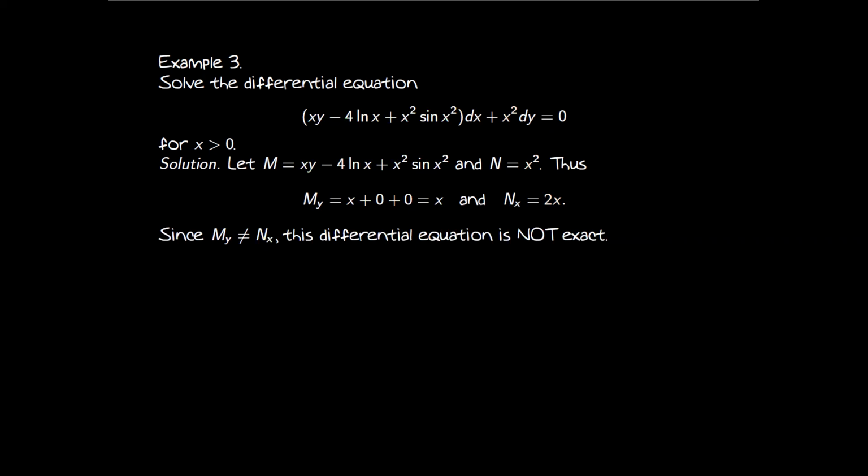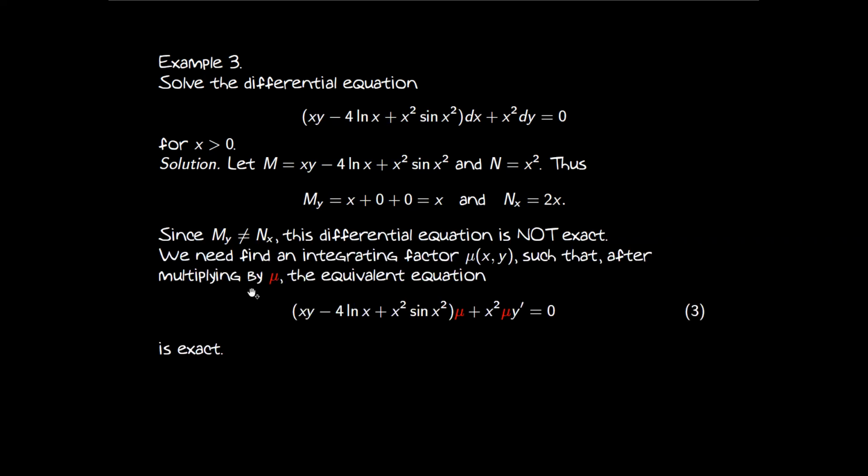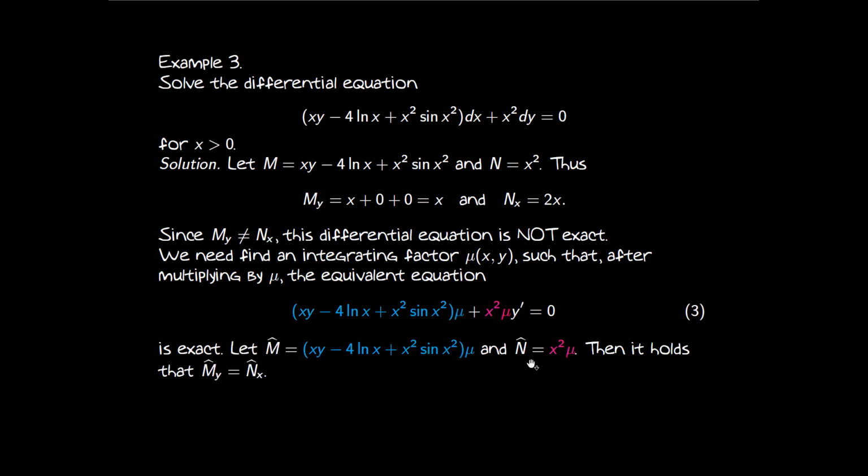And now we just want to multiply the equation by an integrating factor mu, and we get an equivalent equation number 3 here. We want this one to be exact. And to be an exact equation, we understand the new coefficients, we can call them M hat and N hat, okay? The new coefficients need to satisfy the condition.